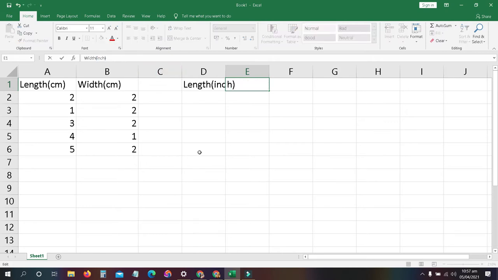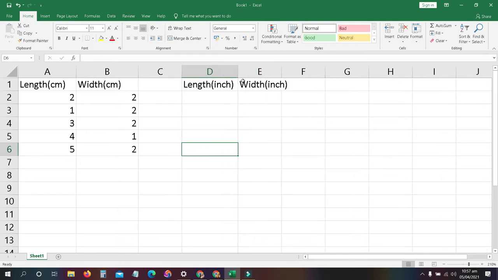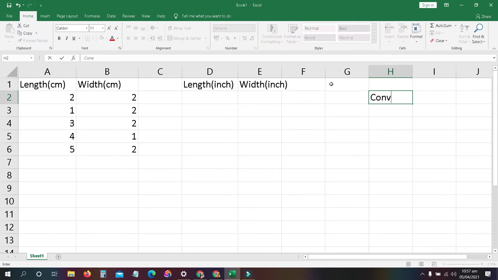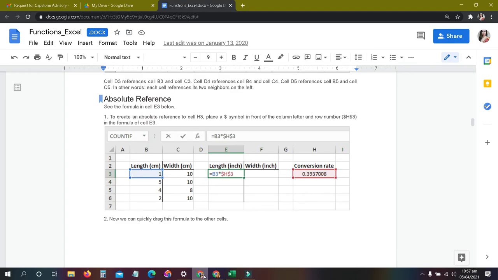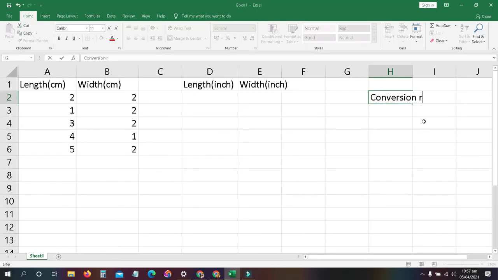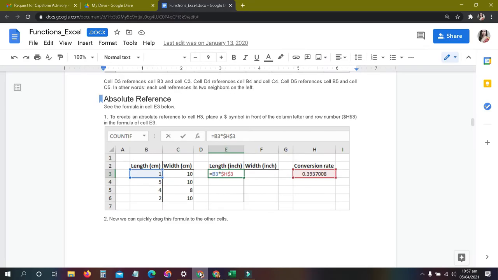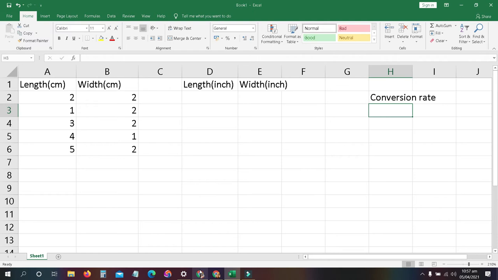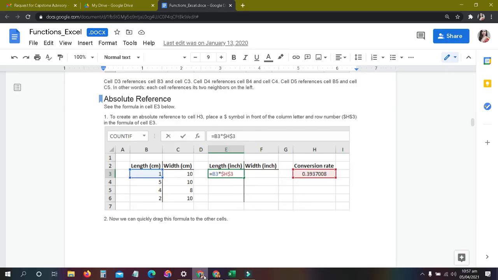I will just copy so that I can explain this formula further. So the conversion rate is 0.39377.